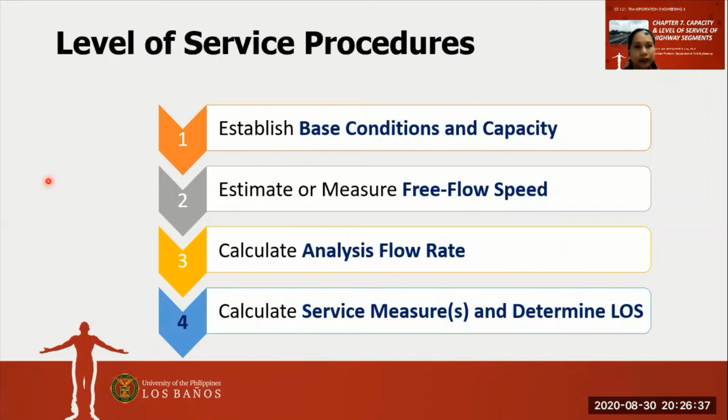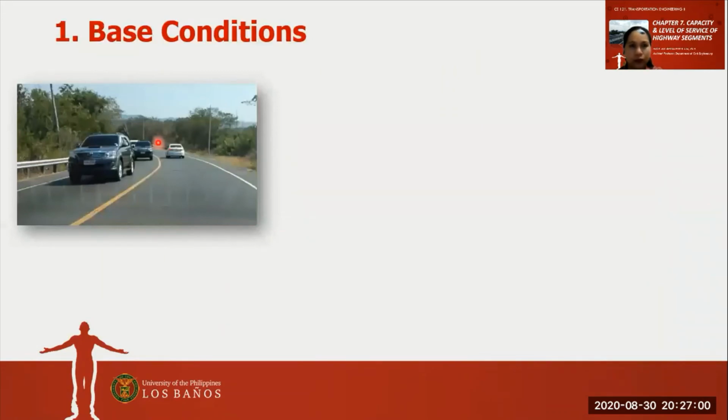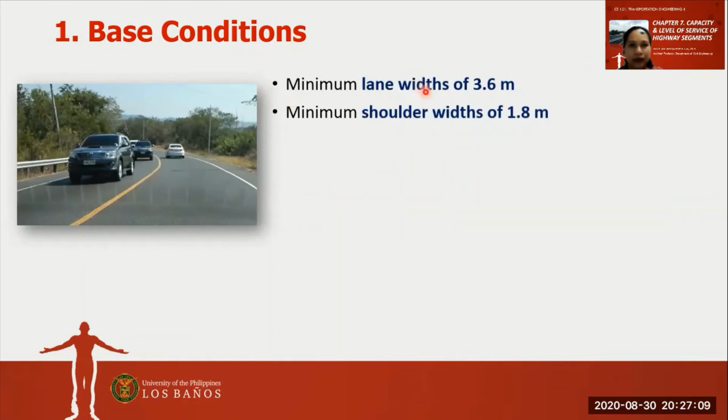So let's move on to the procedures of determining the level of service of a two-lane highway. You can see that these four steps here are the same as the ones that we have completed for the freeway and for the multi-lane highway, but notice the differences as we go. Now you have to determine the base condition of your two-lane highway. The minimum lane width is 3.6 meters, the minimum shoulder width is 1.8 meters, and 0% no passing zones.